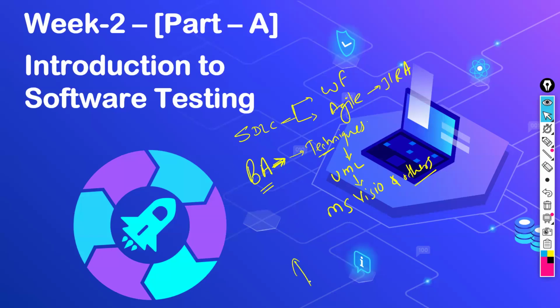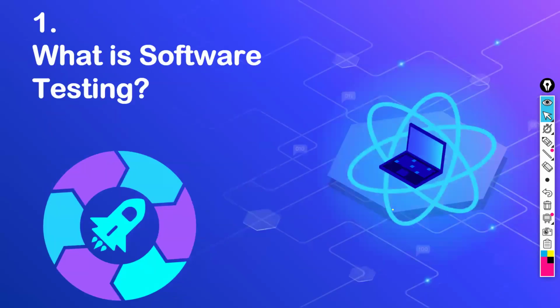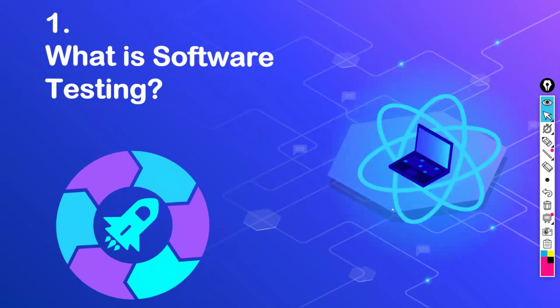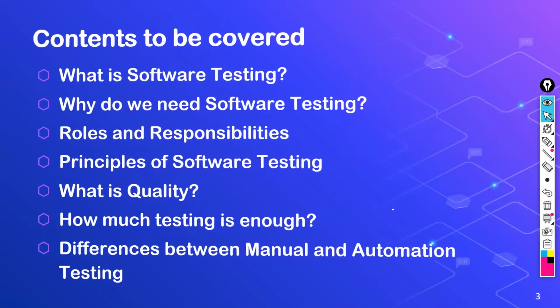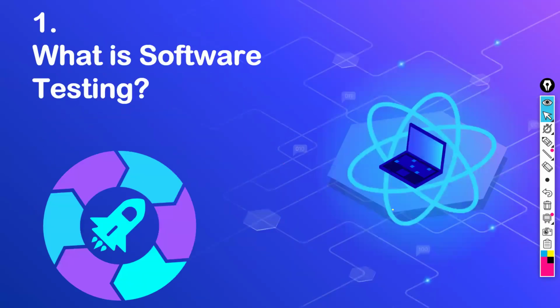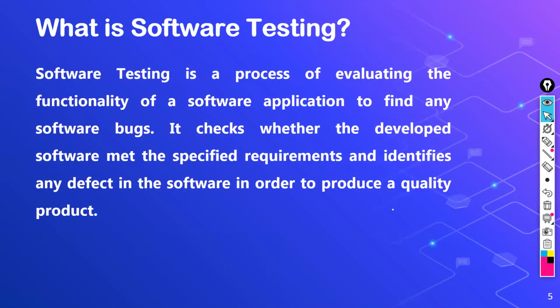Now we would be starting with software testing, but from the introduction perspective. So here we'll talk about what actually software testing is, what the different types are, why we need it, principles, what is quality, and the difference between automation and manual.